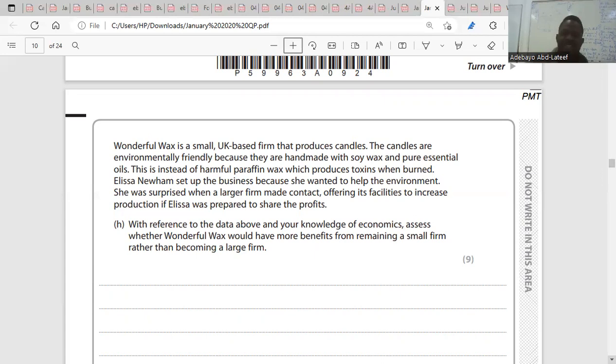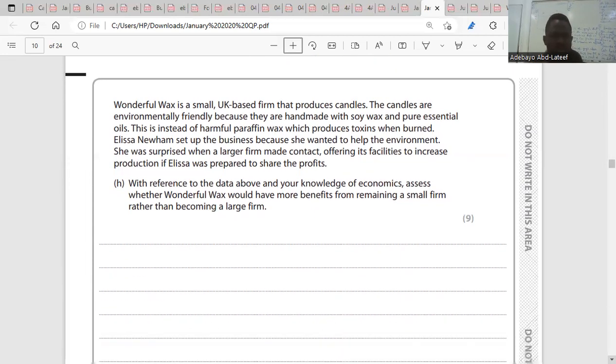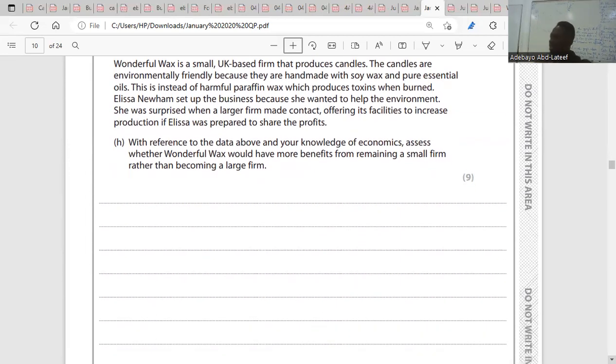Thank you. So this is a small business. It produces candles with wax. Okay, so we don't dwell on that. They said, with reference to what you read above and your knowledge of economics, assess whether Wonderful Wax will have more benefits from remaining a small firm rather than becoming a large firm. So let's talk about what Wonderful Wax is already. Wonderful Wax is a small business.